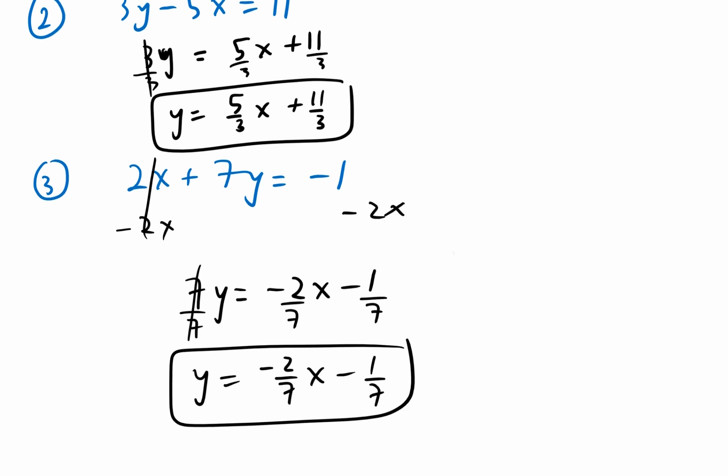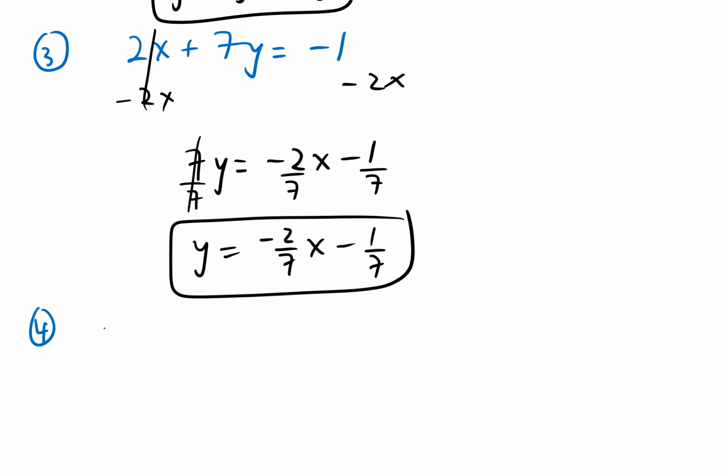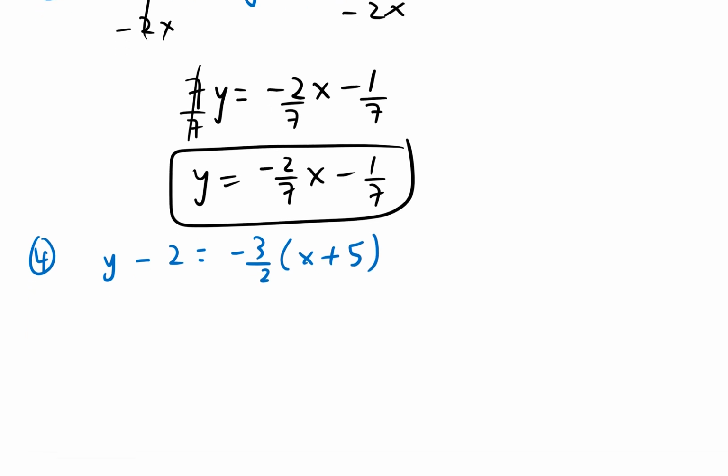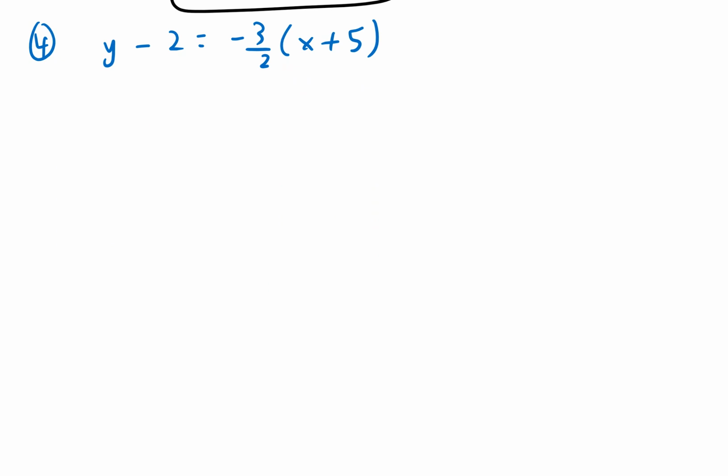Another one, number 4. Let's say y minus 2 is negative 3 halves times (x plus 5). We need to write this in slope-intercept form. And then after that, we're going to move on to negative y plus 6 equals 0, also in slope-intercept form. So again, you may pause the video and try all these questions first.